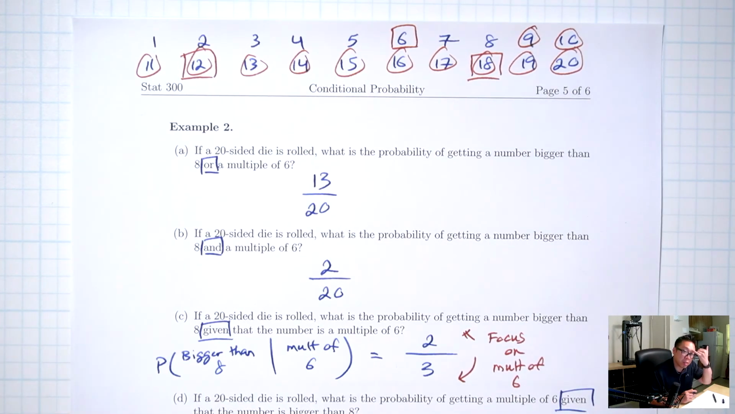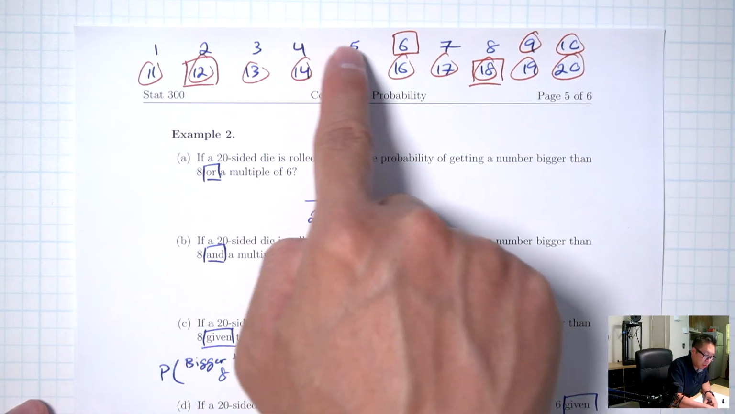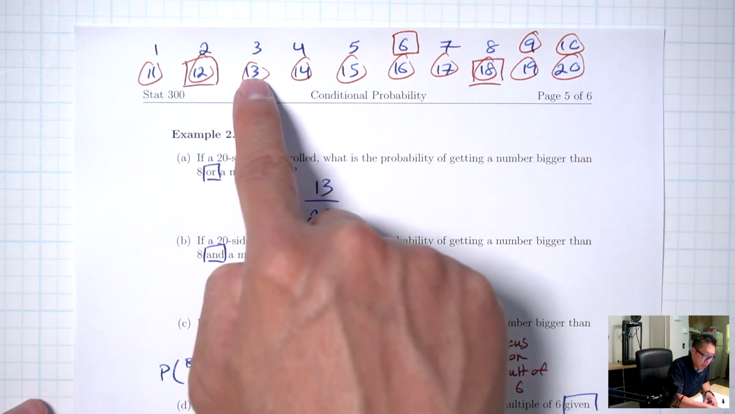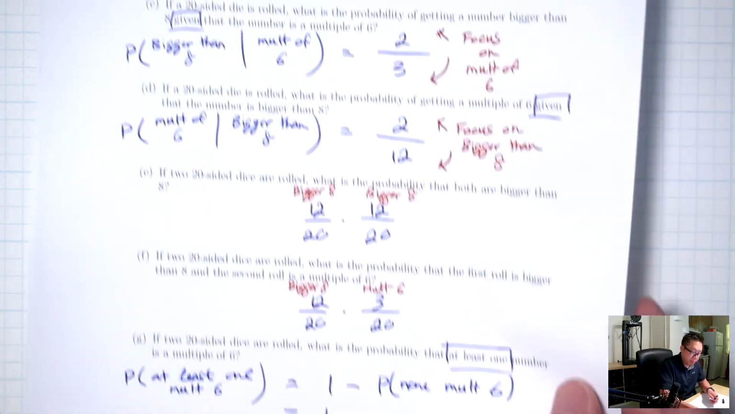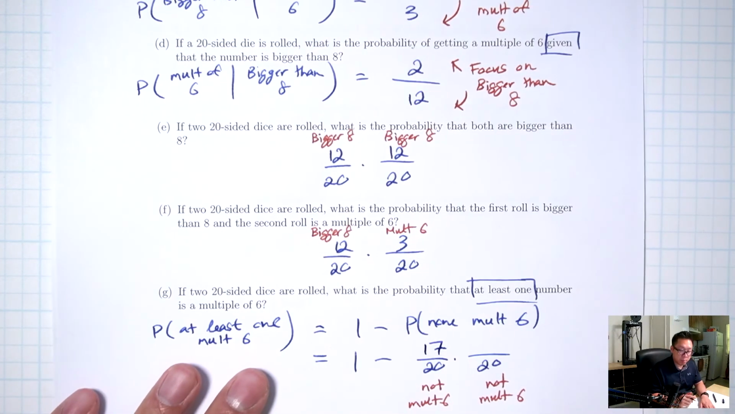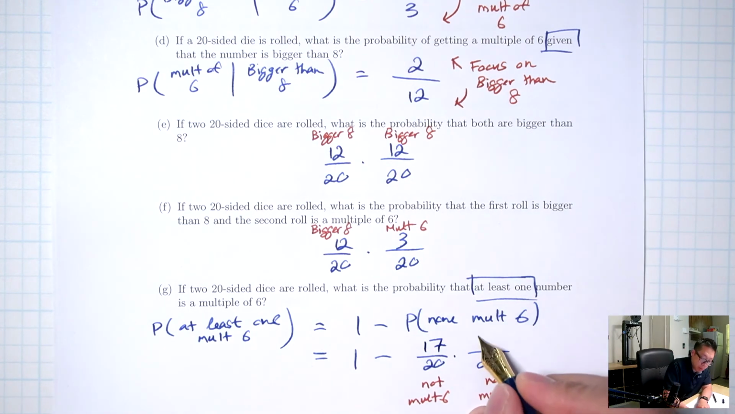So these are the boxes. So how many are not boxes? 1, 2, 3, 4, 5, 6, 7, 8, 9, 10, 11, 12, 13, 14, 15, 16, 17. So 17 not multiple of 6s. And then for the second one, you should still have the full 17 because we're not reducing.